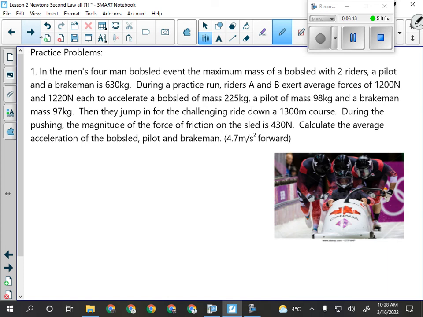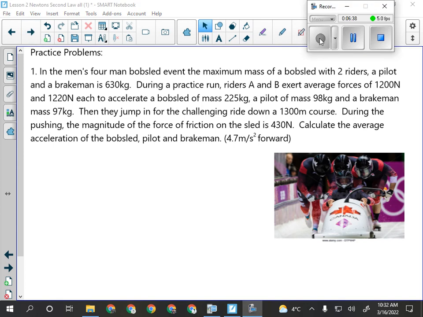Okay. This one is a reading comp question. There is a lot of extraneous information in it that you will not use. This is not a mathematically challenging question. It's a question that can trick you. All right, so give it a try. See if you get it right. Okay, correct answer is 4.7 meters per second squared forward.